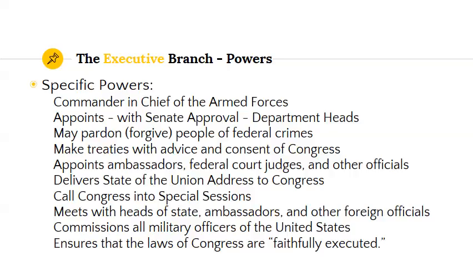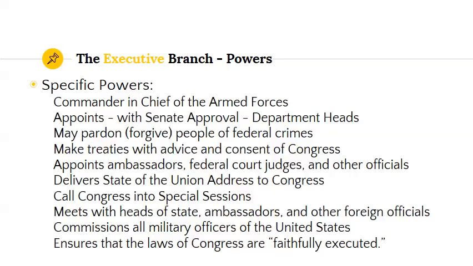They get to make that. Now, Congress has a chance to approve that as well. It's part of that checks and balances part. The president delivers the State of the Union address periodically to Congress. Now, periodically meant that they did it once a year with Washington. The precedent was set. We still do it once a year today.